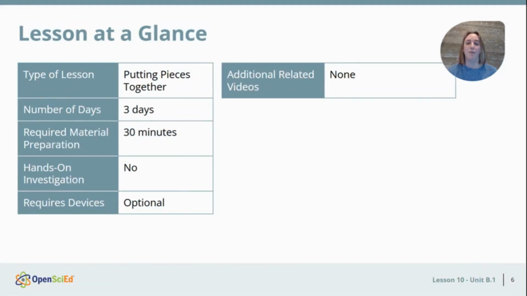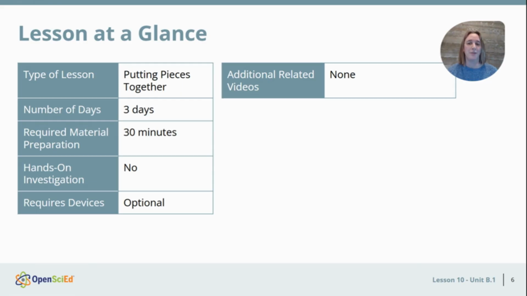Lesson 10 takes 3 45-minute days. This is a putting together the pieces lesson, which means that we're bringing everything we figured out during this unit together to explain a phenomenon. The 30 minutes of material preparation listed here is to make copies of the needed storyboards and handouts. Students do not need to use their individual devices, but you can use individual devices for the storyboards and/or the organizers and evaluation handouts as digital copies.